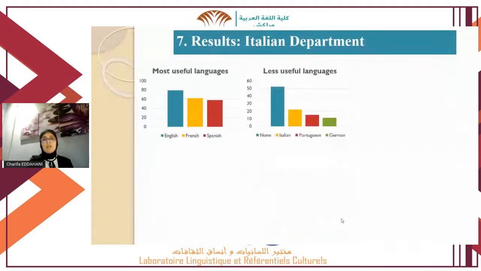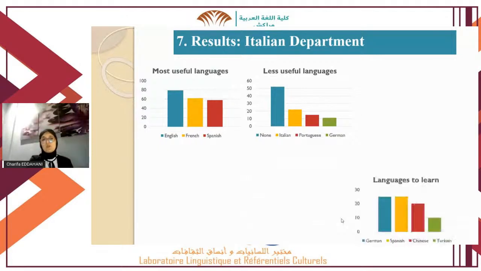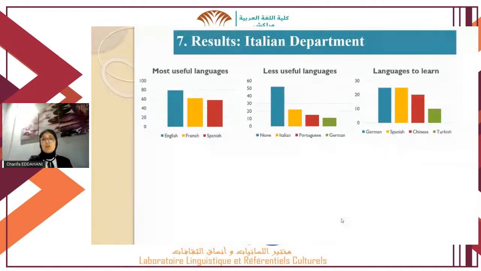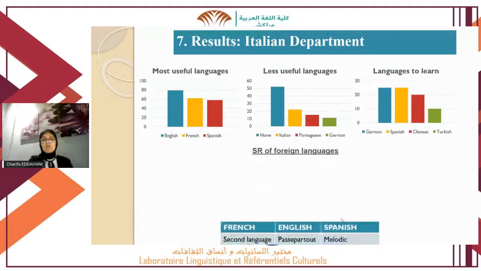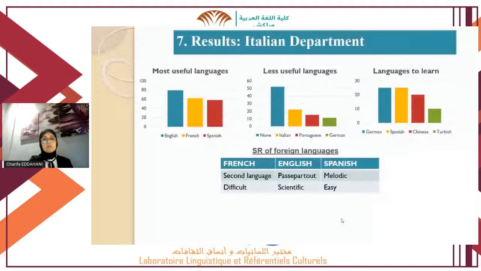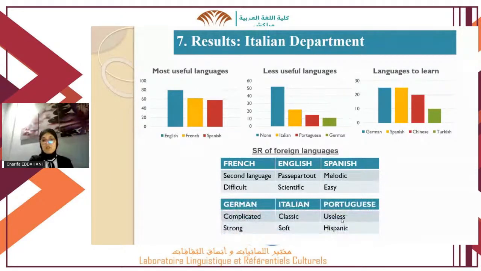As regarding the Italian department, the most useful language for them is English and then French and Spanish. Less useful known are Italian and Portuguese, so they are studying Italian, but for them Italian is one of the less useful languages. Languages to learn: German and Spanish, and then Chinese. French for them is the second language, and it's difficult. English passe-partout, scientific. Spanish melodic and easy. German complicated and strong. You see how many times German has been cited as a complicated language. Italian classic and soft. Portuguese useless but Hispanic.